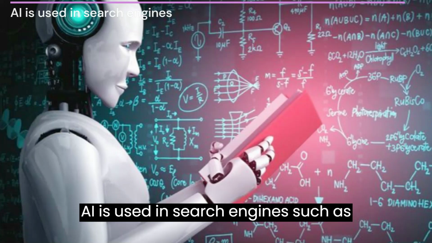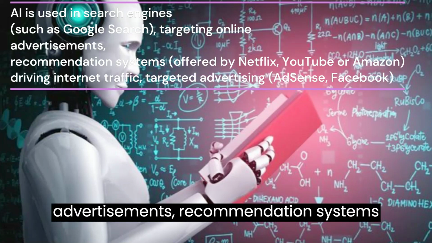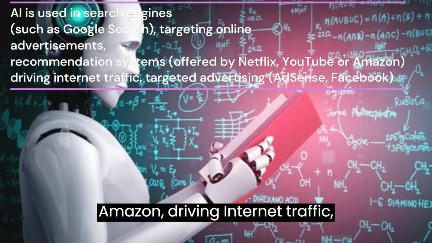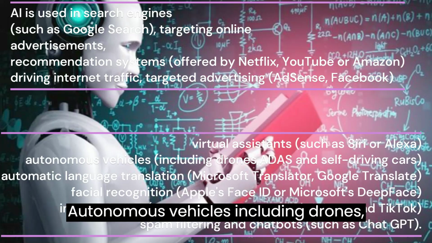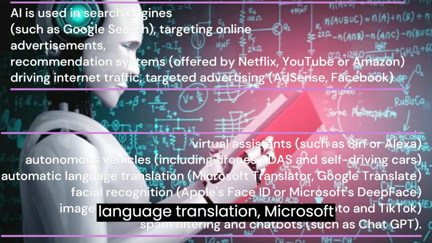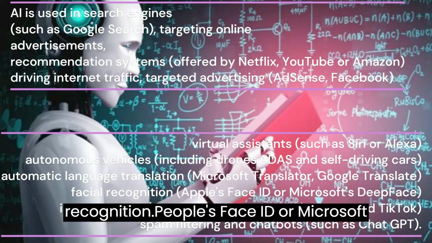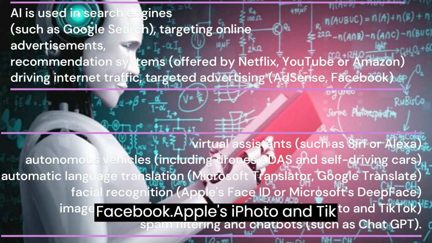AI is used in search engines such as Google Search, targeting online advertisements, recommendation systems offered by Netflix, YouTube, or Amazon, driving internet traffic, targeted advertising, AdSense, Facebook, virtual assistants such as Siri or Alexa, autonomous vehicles, including drones, ADAS and self-driving cars, automatic language translation, Microsoft Translator, Google Translate, facial recognition, Apple's Face ID or Microsoft's DeepFace, image labeling, used by Facebook, Apple's iPhoto and TikTok, spam filtering and chatbots, such as ChatGPT.